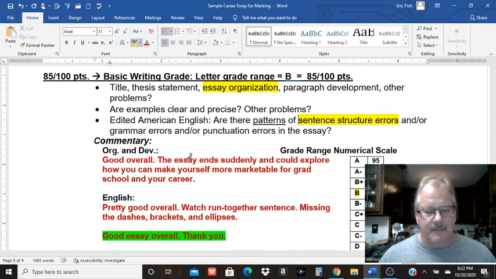We're not done with the essay yet. The other way to grade essays is to take a point off, or a certain amount of points off, for each error.